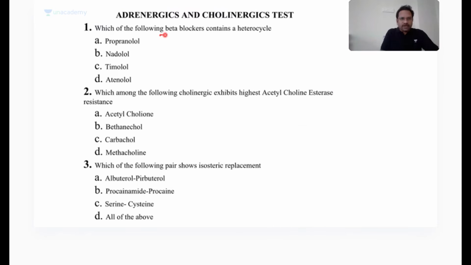Now, which of the following beta blockers contain a heterocycle? See, this is a medicinal chemistry question. Now let us see the answers. Propranolol, nadolol, timolol, atenolol. All of them are beta blockers. But what you need to understand is, propranolol contains a naphthalene ring. Is naphthalene a heterocycle? No, this is a carbocycle. Carbocycle means the cycle is made up of only carbons.